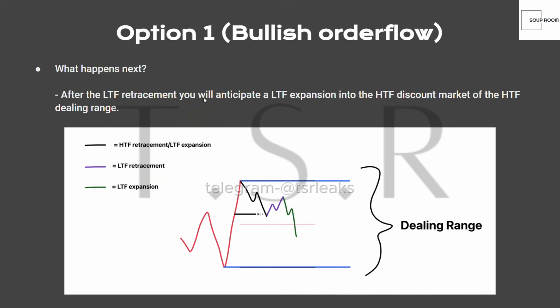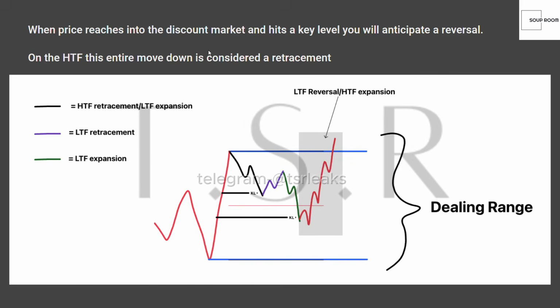After the lower time frame retracement, which is this right here, this purple line, you will anticipate a lower time frame expansion into a higher time frame discount market of the higher time frame dealing range. That means you will expect to see expansion into a discount market, anything below the midpoint of the higher time frame dealing range. What will happen next? So what is the point of this happening? When price reaches into the discount market and hits a key level, you will anticipate a reversal.